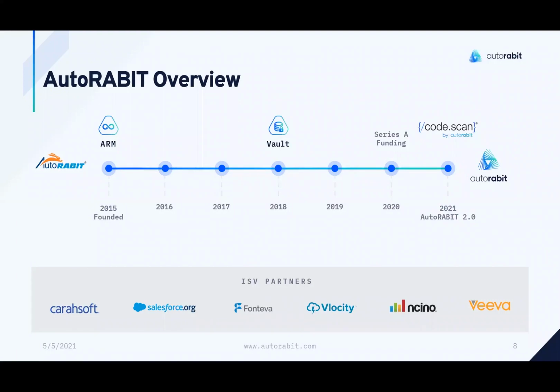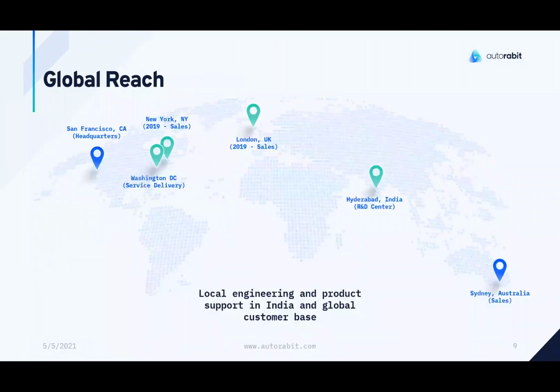And also, AutoRABIT works with a lot of ISV partners like Carahsoft, Fonteva, Velocity, Encino, Viva. We work with a lot of managed packages in the form of CPQ, Dreamhouse, so on and so forth. And we do have a global reach. Our company is remotely present during these times at various places in the globe, where our sales and marketing is primarily focused in US. We do have offices in UK, Australia, and the R&D center located in India.